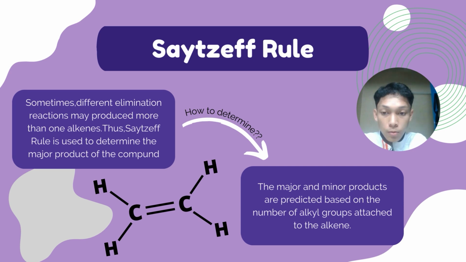Today I'm going to explain the principle of Zaitsev. So Zaitsev is actually the rule that is used in elimination reactions, whether from the dehydration process or the dehydrohalogenation process, where alcohols and haloalkanes become alkenes.